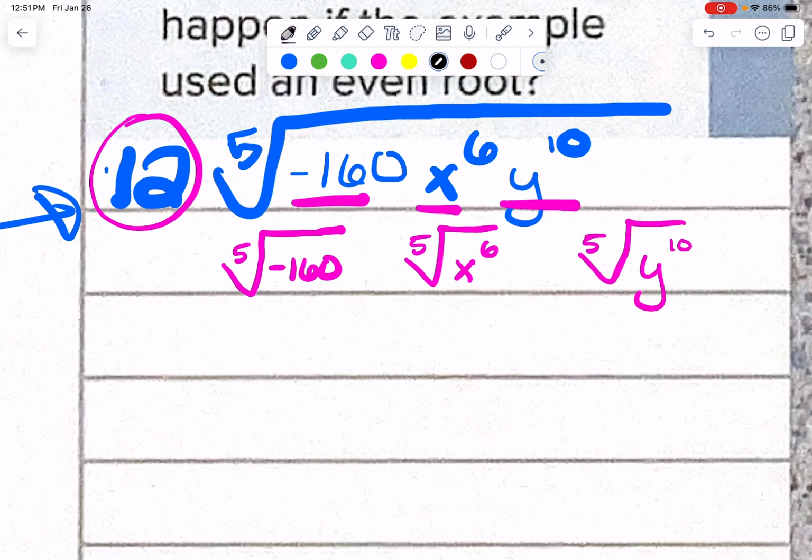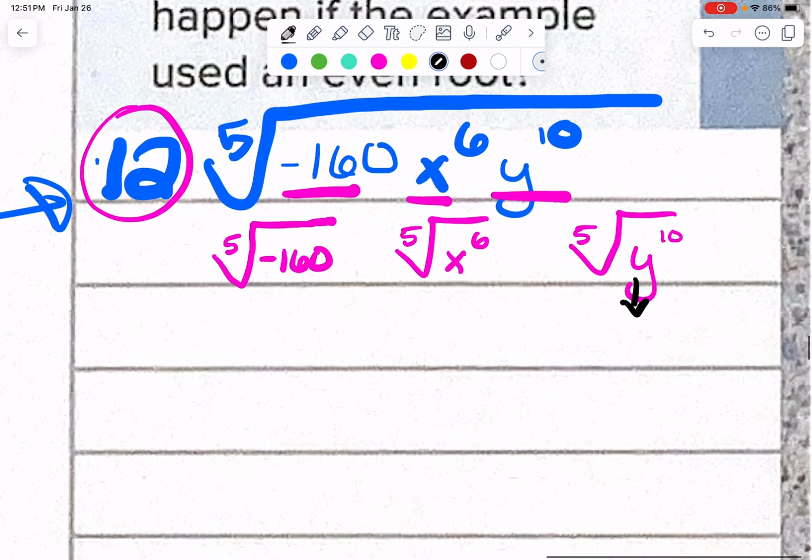Let's work on the 5th root of y to the 10th power again first, because he comes out nice. Again, when you're doing exponents, 10 is your exponent. We're just dividing by the root. So 10 divided by 5 is 2.